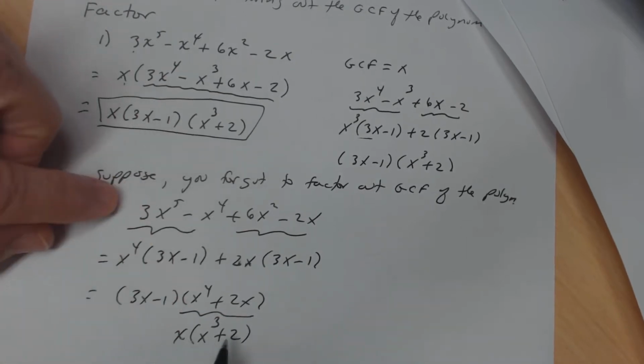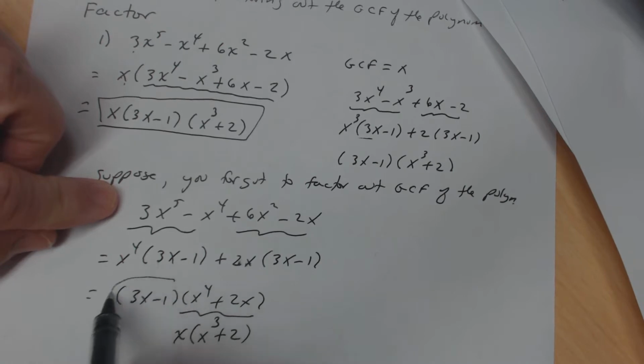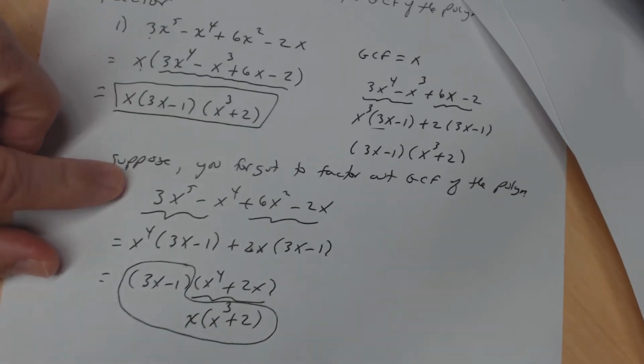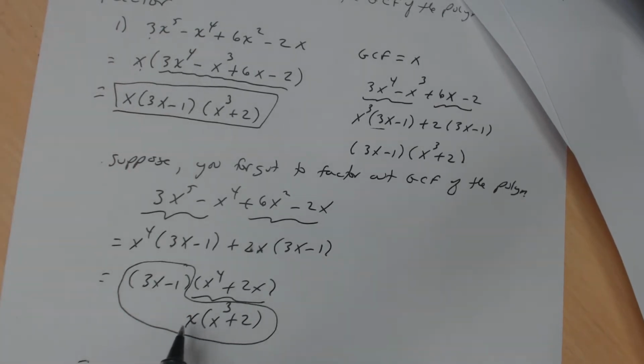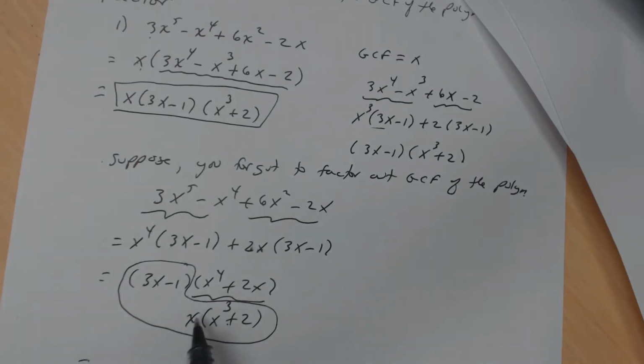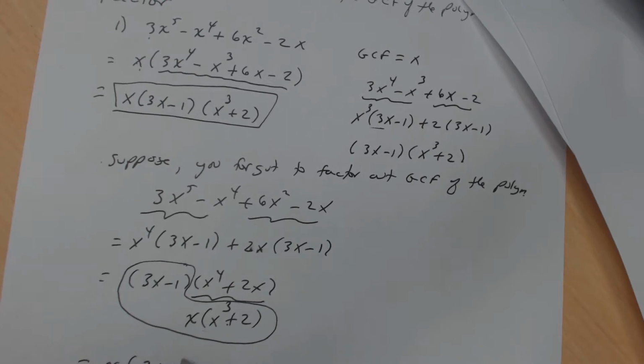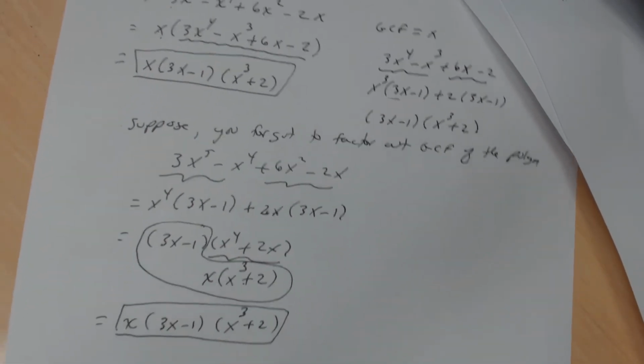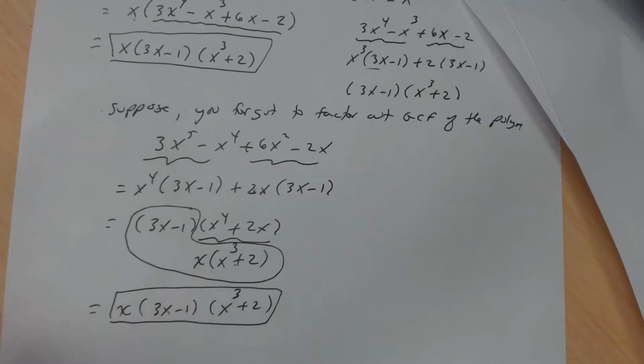All right, so now we've got to rewrite all of these as your answer. Now, you see how this is a binomial and this is a monomial factor? We normally always put the monomial factor first. We're going to have x times (3x minus 1) times (x cubed plus 2). All right, and so notice that this answer right here looks like this answer.